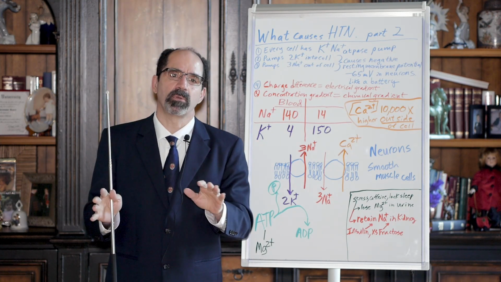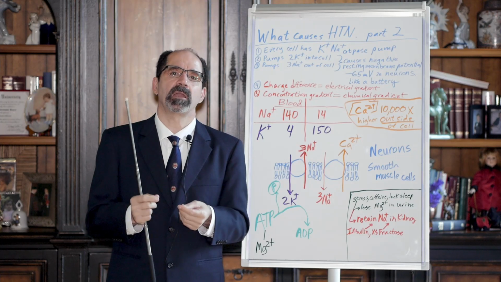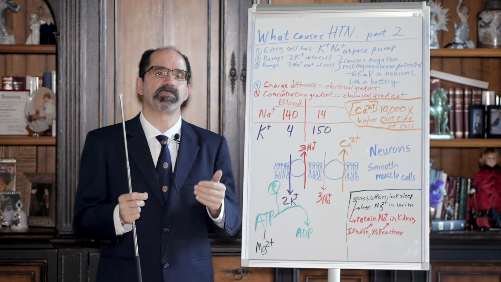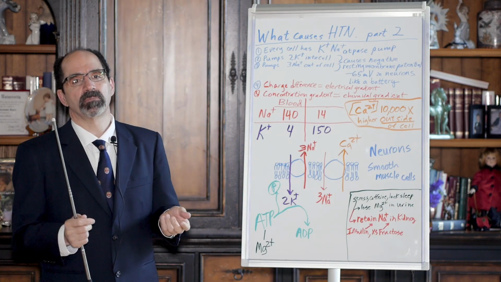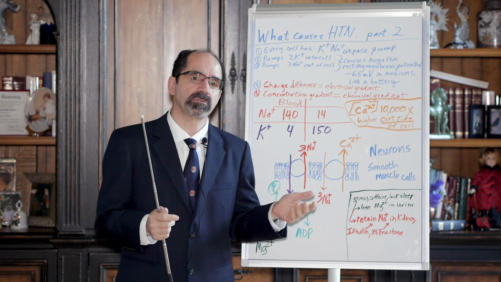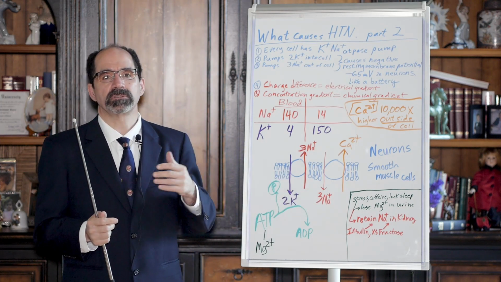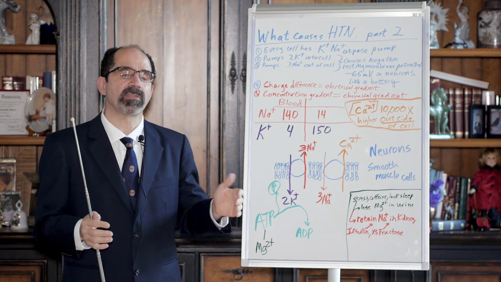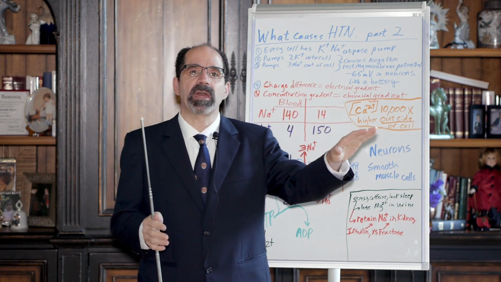Hypertension is the most important disease. The reason why I say hypertension is the most important disease is because hypertension is the number one risk factor for atherosclerosis. Atherosclerosis in the arteries of the heart is the number one cause of death. So hypertension is the path to death.